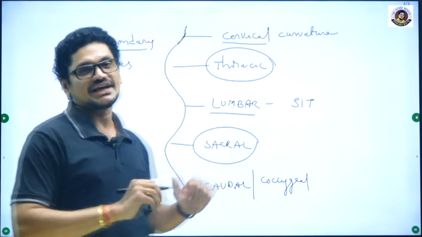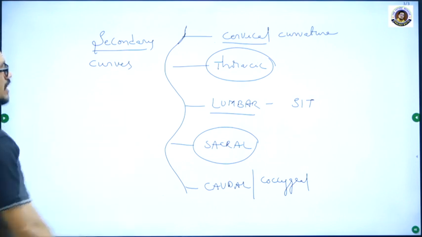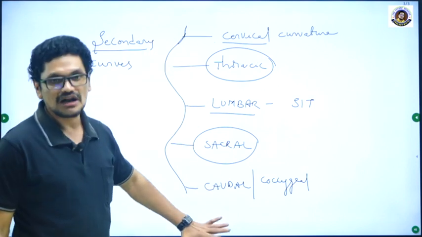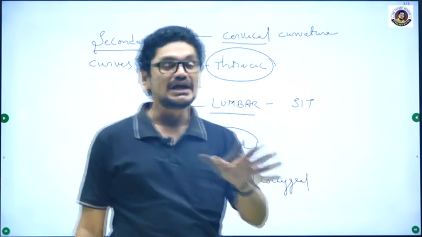So many bones are there. We will discuss gradually. I will explain all those points now. And now, this is the vertebral column. I explained all the vertebrae, the shapes of vertebrae, types of vertebrae, everything.